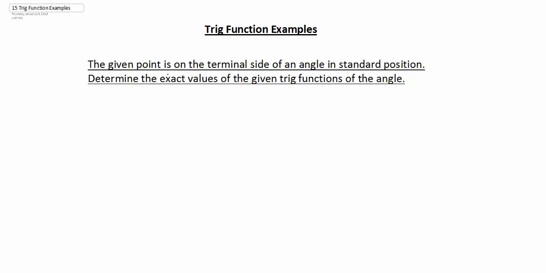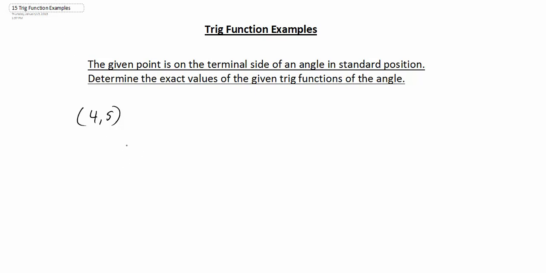So here we have the given directions. It says the given point is on the terminal side of an angle in standard position. We want to determine the exact values of the given trig functions of the angle. So here is our given point of (4, 5). And here we want to now calculate the sine function of the location of this particular coordinate.